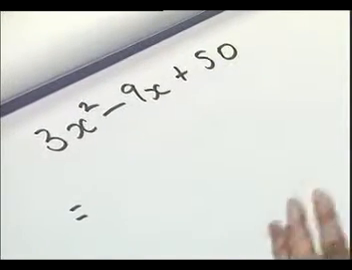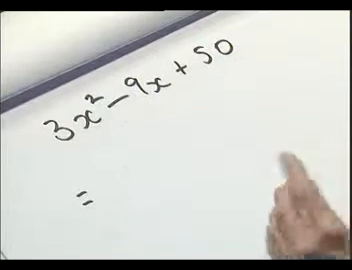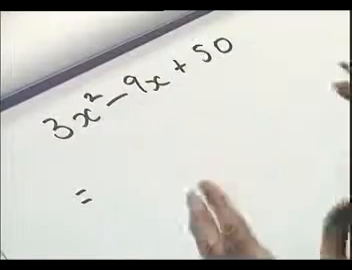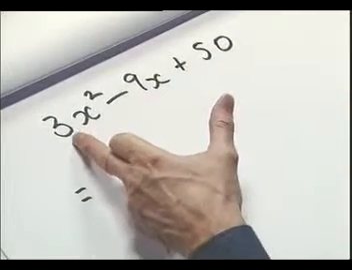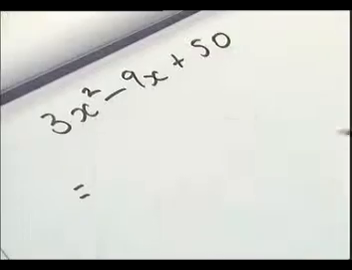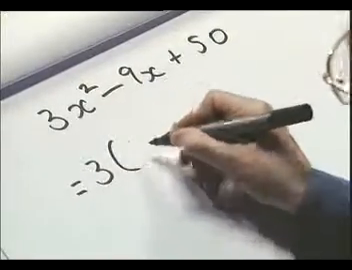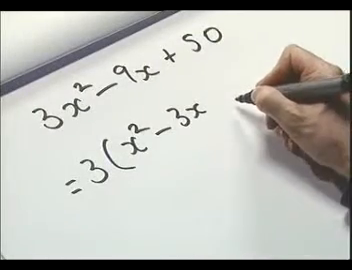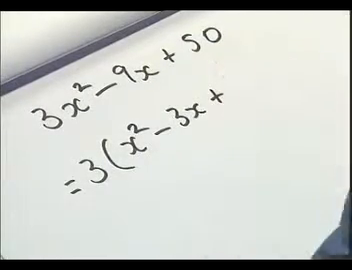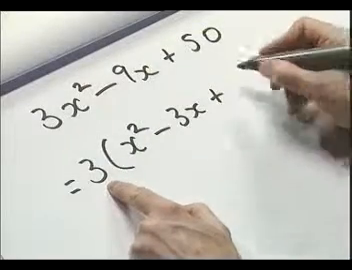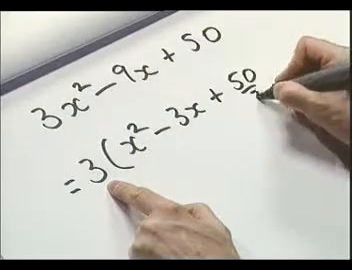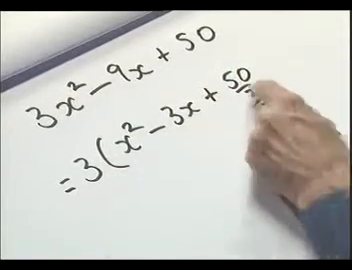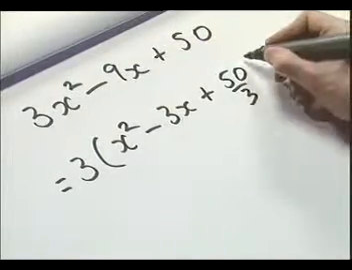Well, we know how to do this if we've got a unit coefficient with the x squared. So let's make it a unit coefficient by taking out the 3 as a common factor. So that's 3 brackets x squared minus 3x. Now, 50. What are we going to do with this? Well, we divide it by 3 in order that when we do the multiplication, 3 times 50 over 3 will just give us back the 50.